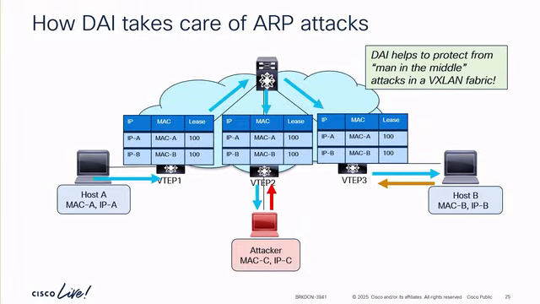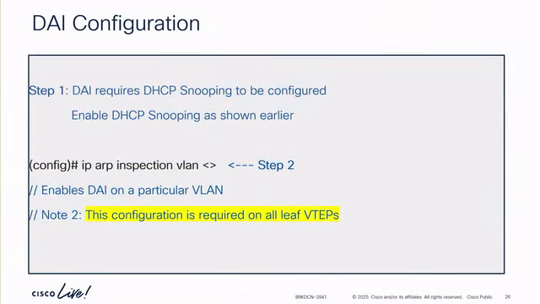So dynamic ARP inspection helps to protect against man-in-the-middle attacks in a traditional network, as we saw in the primer, as well as in our blessed VXLAN fabric. DAI configuration is something very simple. First and foremost, have the DHCP snooping feature configured. Why is that needed? Of course, we need that database. And then you enable this feature on every VTEP on a particular VLAN, because like DHCP snooping, this is also a VLAN level feature, right? So you enable it there. And of course, it has to be on all the leaf VTEPs.